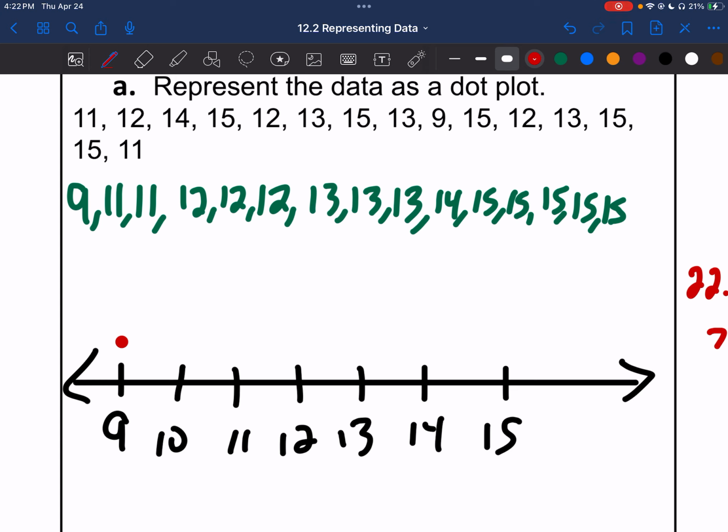11, there are 2 11s. We have 3 12s, 1, 2, 3. We have 1, 2, 3 13s. We have 1 14, and I have 1, 2, 3, 4, 5 15s. So there you go. That is a dot plot for the data that we have given above there.